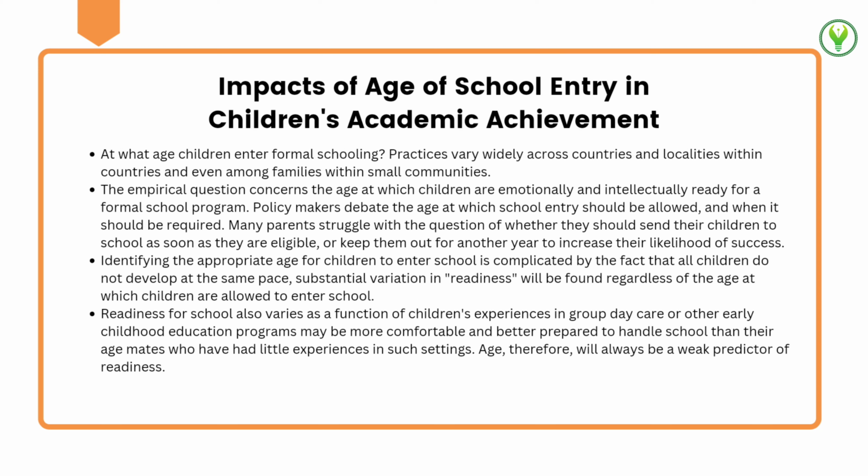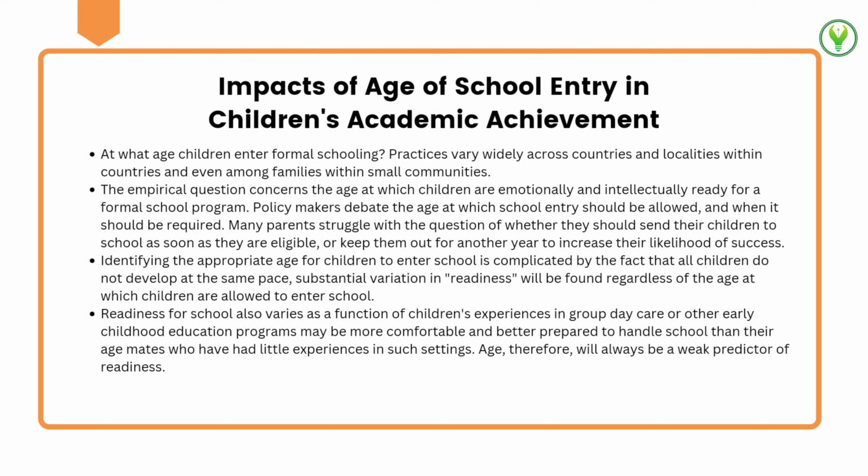Identifying the appropriate age for children to enter school is complicated by the fact that all children do not develop at the same pace. Substantial variation in readiness will be found regardless of the age at which children are allowed to enter school. Readiness for school also varies as a function of children's experiences. Children who have been in group daycare or other early childhood education programs may be more comfortable and better prepared to handle school than their age mates who have had little experience in such settings. Age, therefore, will always be a weak predictor of readiness.